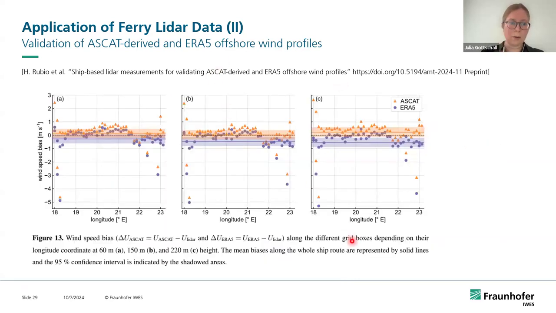In another comparison, we looked at now continuously, or on a finer grid, the wind speed bias for particular heights. So we have 60, 150, and 220 meter height. And we have all the different longitudes in some binning, and see the direct bias: in purple we have ERA5, and in orange you have ASCAT in comparison to the reference. And again, you see that in most cases you have an overestimation by ASCAT, where the ERA5 comparison looks a bit better, in particular for 220 meter height. You do see quite a strong impact in both coastal regions, both close to Stockholm, and then the Finnish part, further east.